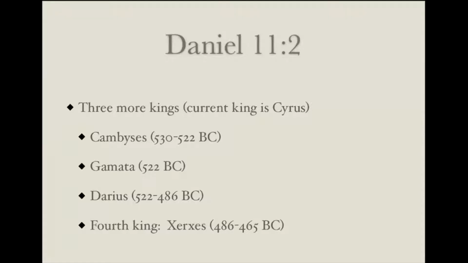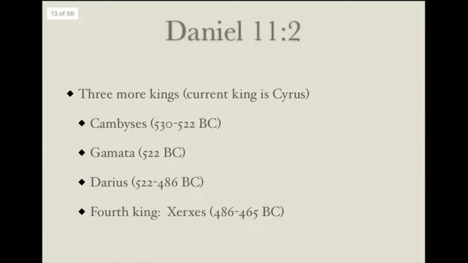Okay, so Daniel 11 verse 2, it says, "Now then, I tell you the truth, 3 more kings will rise in Persia, and then a 4th, who will be far richer than all the others. When he has gained power by his wealth, he will stir up everyone against the kingdom of Greece." So the 3 more kings, the current one being Cyrus, are Cambyses, Gamada, and Darius. And those are their dates. And the fourth king would be King Xerxes. And we'll get into that a little bit more. But those are the kings that Daniel is talking about.